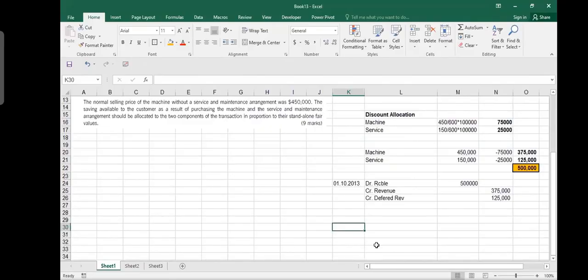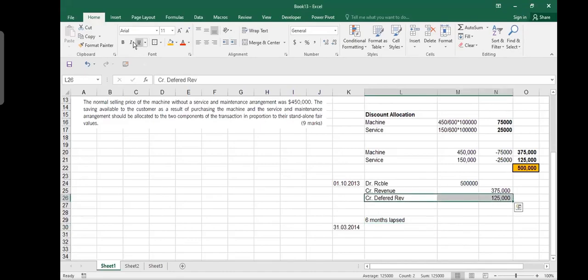Okay, then comes this 31st of March 2014. This is your closing period. When you are preparing your financial statements, this is your reporting date. And on the reporting date, 6 months have lapsed, 6 months completed. So 6 months of this deferred revenue you can recognize in your books. Now it is time to recognize the service revenue.